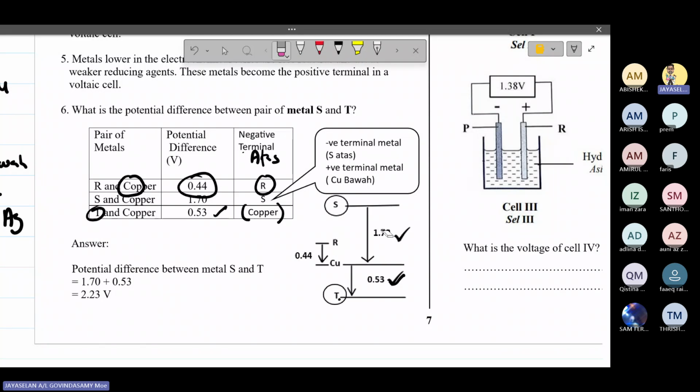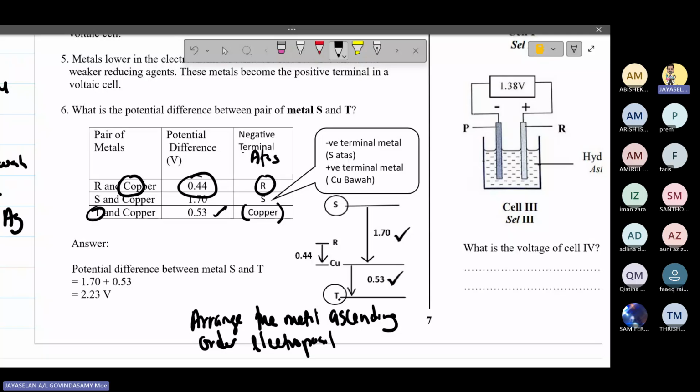So, you dah construct the electrochemical series. Okay, bila dia suruh kamu arrange the metal according to ascending order of electropositivity, so you kena naik atas, dari bawah naik atas. So how to arrange T, Cu, R and S? You dapat markah. Any question?